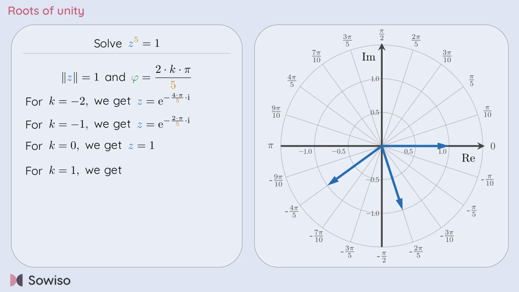For k equals 1, we get z equals e to the power of 2πi/5. For k equals 2, we get z equals e to the power of 4πi/5. These are the 5 solutions to the problem.